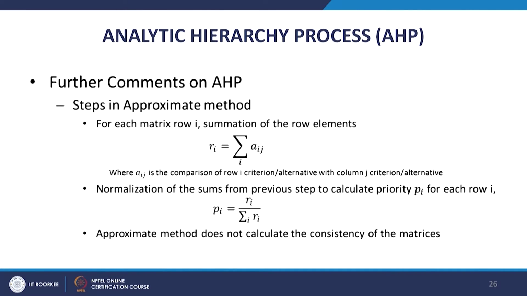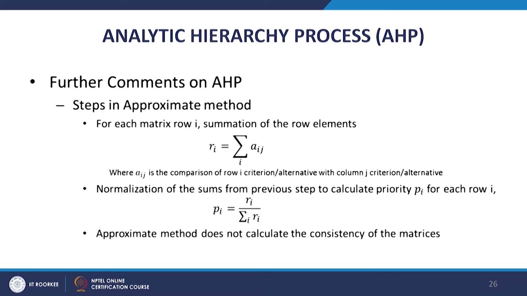In the second step, if the matrix is 3 by 3, we will get 3 sums for each of the 3 rows, and then the normalization step is performed using this formula: Pi equals Ri divided by the summation of Ri. This normalization itself gives us the priority score. These are the 2 very simple steps of the approximate method. However, the problem is that the approximate method does not yield consistency. We cannot do a consistency check, as we have seen in our RStudio exercise.